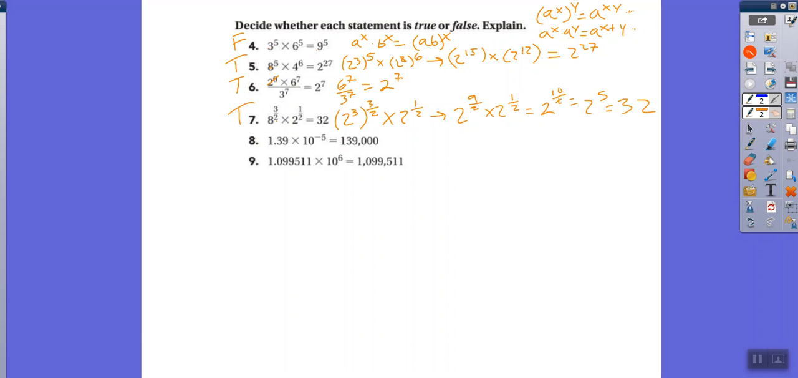Oh, this reminds me of our warm-up. So we have 1.39, and we have to, oh, that's a -5. Already I know I'm going in the wrong direction, so that's clearly false. They just went in the wrong direction. For this one, move the decimal place 6 spaces. 1, 2, 3, 4, 5, 6. Yep, that's what they have here. That is a true statement.